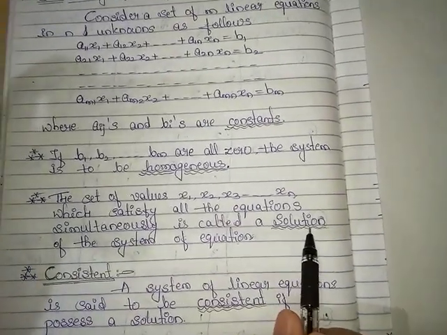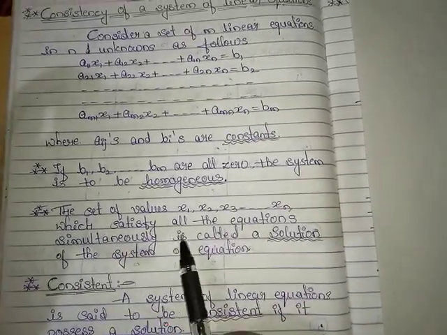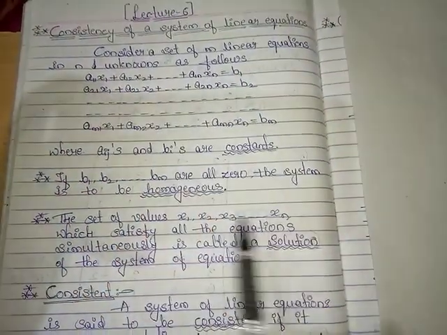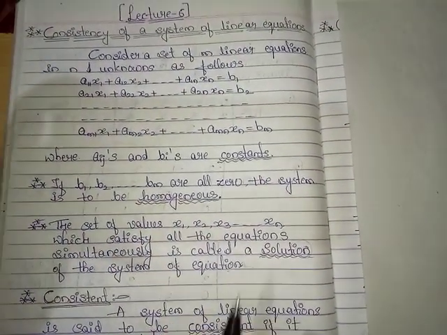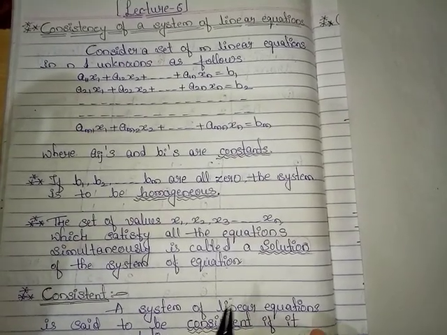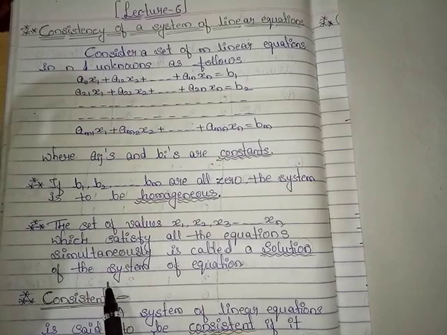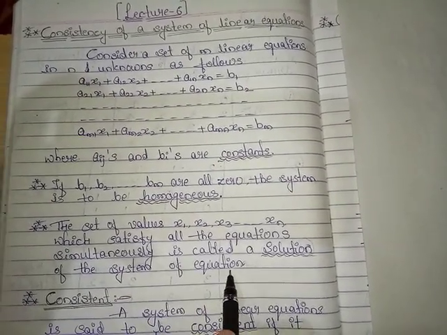What is the solution of the system of equations? If the set of values x1, x2 so on to xn satisfies the given equations, then we say that it is a solution of the system of linear equations.